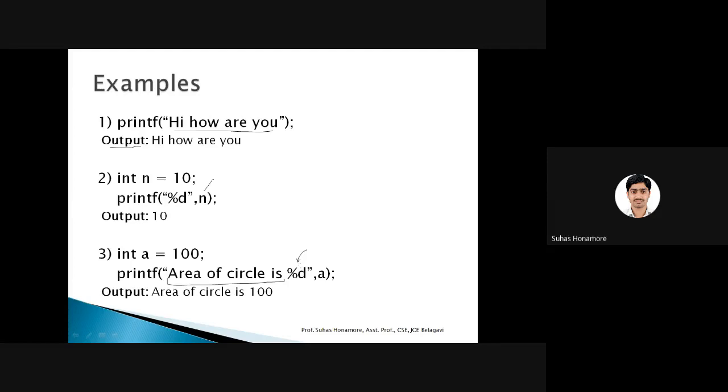Whenever you give a format specifier, you have to give the variable name also. So here we are giving the variable name. Whatever the variable a contains will be displayed here. Since a contains 100, 100 will be displayed, so: area of circle is 100. Like this, normally we use printf statements. Any doubts in this before going ahead with the different things?